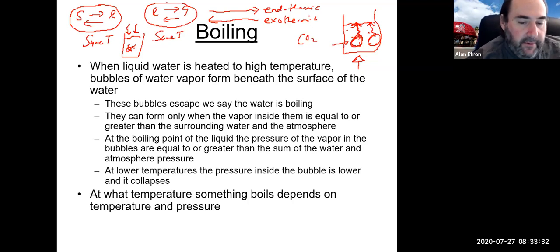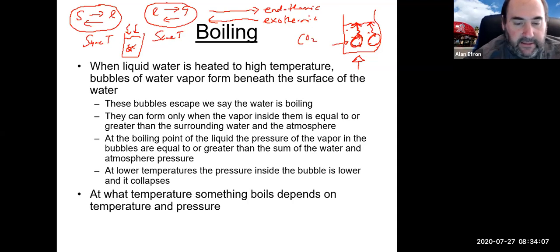So at the boiling point, the vapor pressure of the bubbles will be equal to or greater than the atmospheric pressure that's outside. At lower temperatures, the pressure inside the bubble is lower and it will collapse. So when you start to heat your pot, you may see a bubble start to form and pop. And again, it's not really boiling until you get that rate of bubbles that are able to continuously form and make it to the surface.